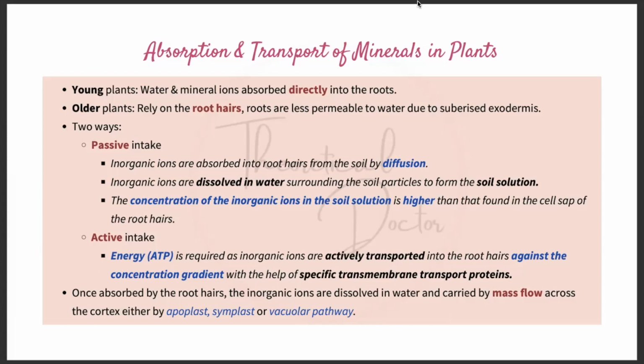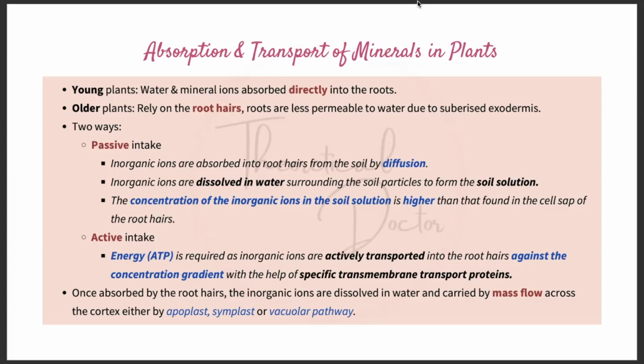In passive intake, inorganic ions or minerals are absorbed into root hairs from the soil by diffusion, and they are dissolved into the water surrounding the soil particles to form the soil solution. After they have diffused into the water, the concentration of the inorganic ions in the soil solution is higher than that found in the cell sap of the root hairs. So first, the minerals are absorbed through the root hairs by diffusion. They're dissolved into the water. They form the solution.